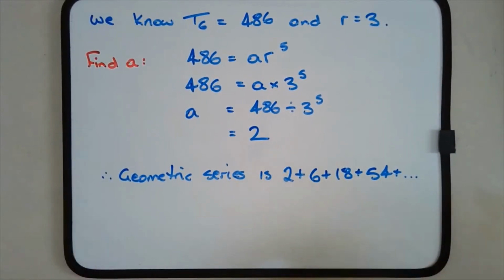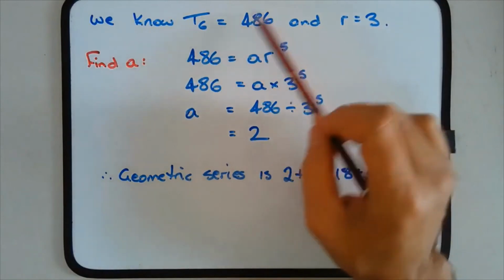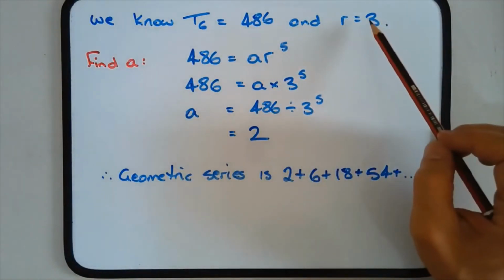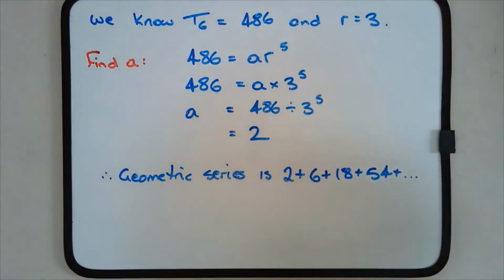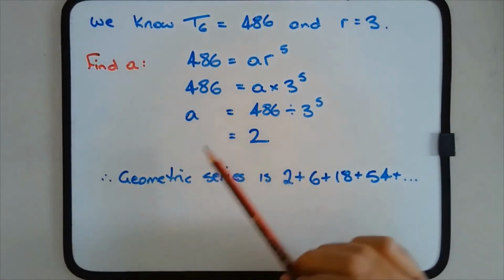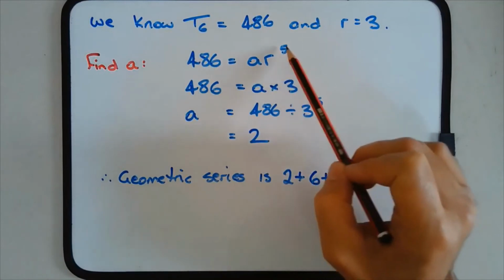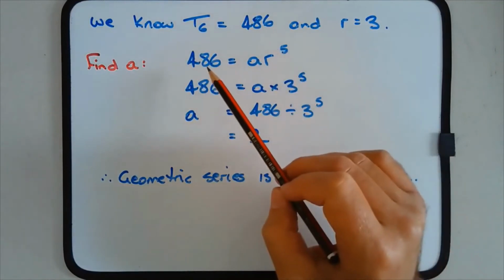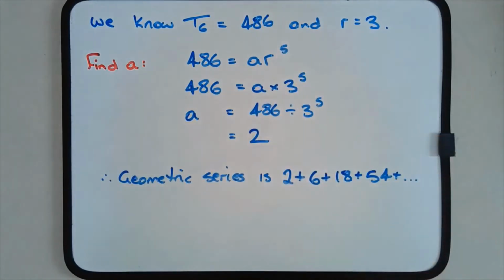Now we need to find the first term, A. We know that T6 is equal to 486 and that R equals 3. We could also use T7, but I thought T6 is probably as convenient, if not more so, because it's a smaller number. So to find A, we're going to equate 486 with AR to the power of 5. So the sixth term is equal to AR to the power of n minus 1. So 6 minus 1 is 5.